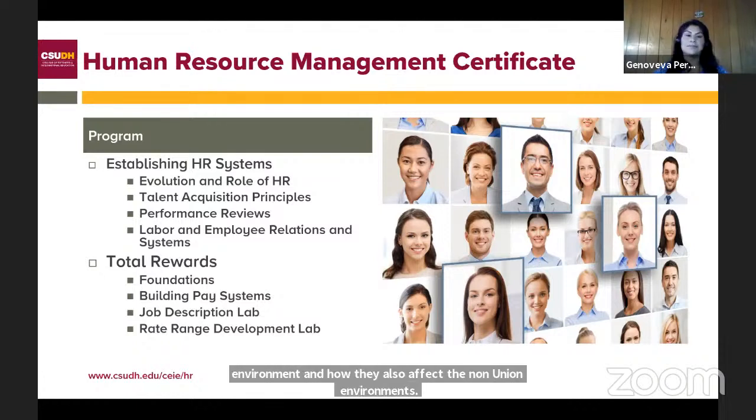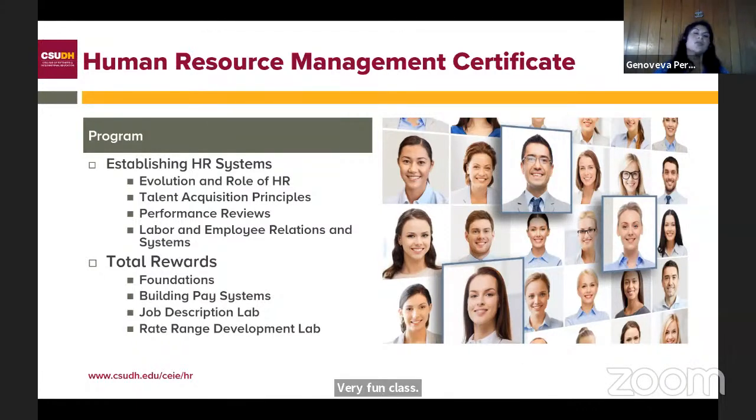Very fun class. Once this session is over, we go into our total rewards session. Now, our total rewards session is super fun. I love it because we really do a lot of lab work and we put together a compensation plan. So to begin, we will ask, what are the foundations of total rewards? What does total rewards mean? We know it deals with compensation, benefits, and incentives you give employees to keep them motivated.